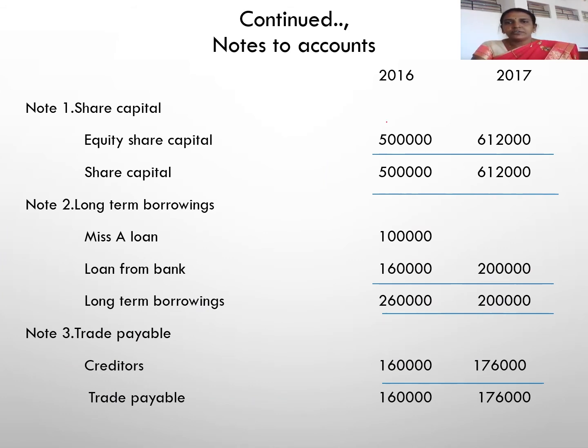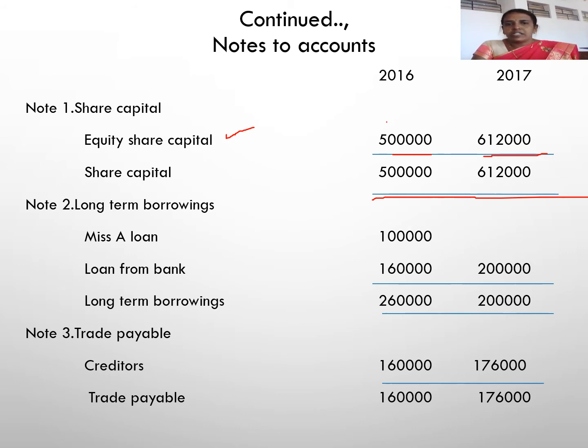Then see the notes to accounts. First note is about the share capital. In that the first component is equity share capital, and that is 5 lakh in 2016 and in 2017 it is 6,12,000. That is there is an increase in the share capital. There is a fresh issue of shares to the extent of rupees 1,12,000 in the year 2017. Then next one is the long term borrowings.